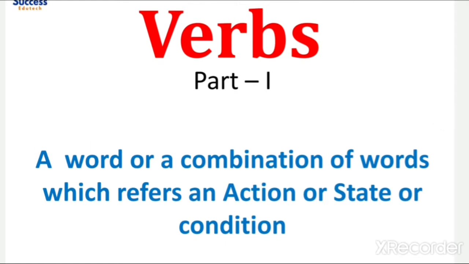Verbs are a word or a combination of words. They may refer to an action or a state. An action can be a physical action, but a state can be mental. Examples of action words are run, play, jump. That means it shows a physical activity. When it's a state word, then like think, understand. Such are state words.